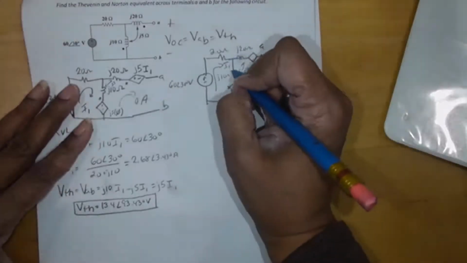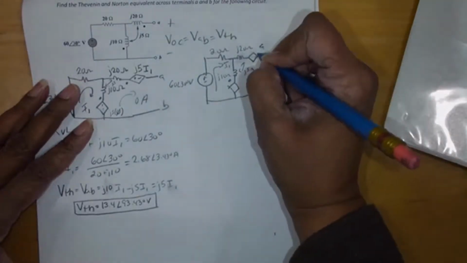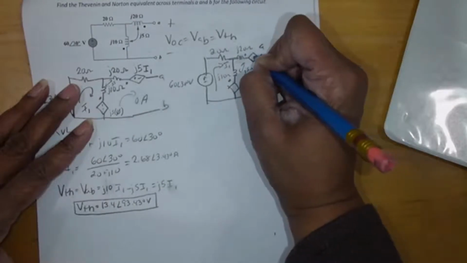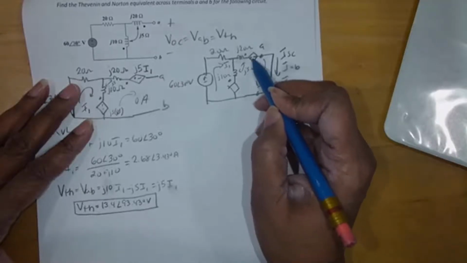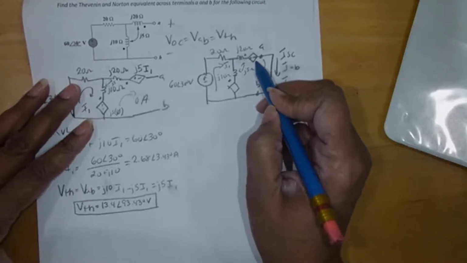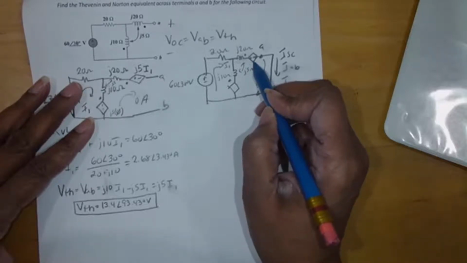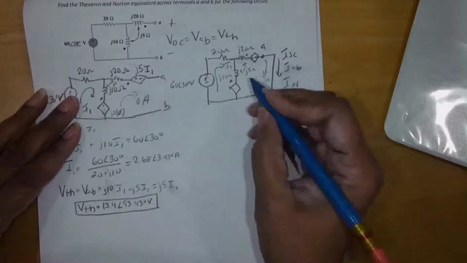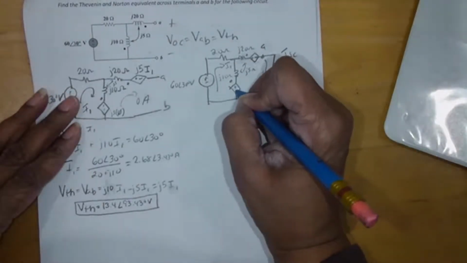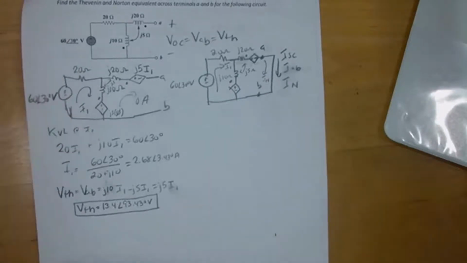For I1, the current exits at the dot. That means the induced voltage is negative at the dot, so for that one it's positive on the left, negative on the right. For I Norton, the current also exits at the dot. That means it's positive on top and negative on the bottom for the first induced voltage.